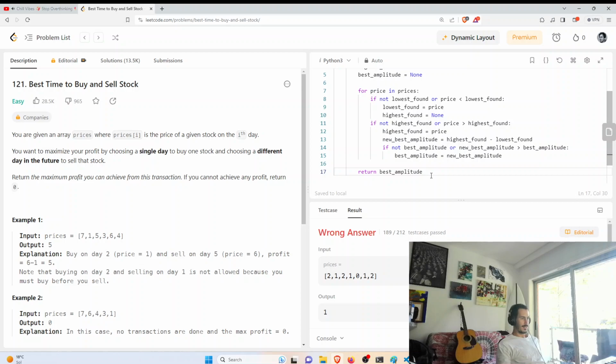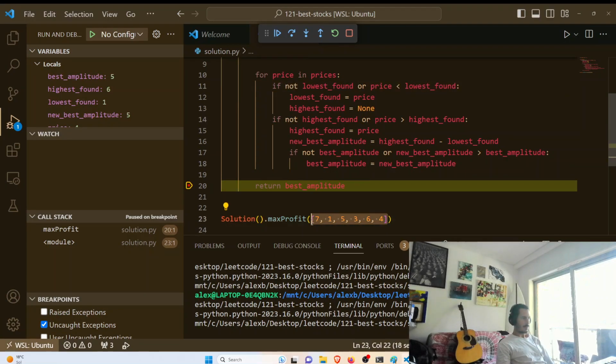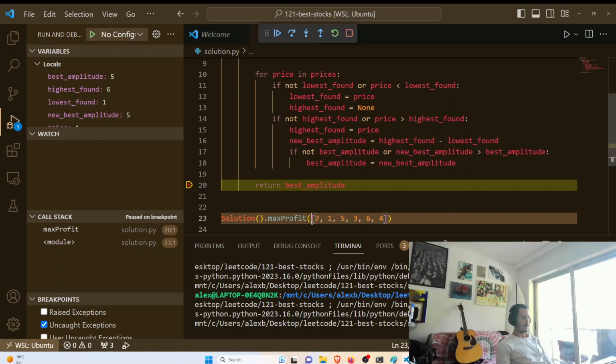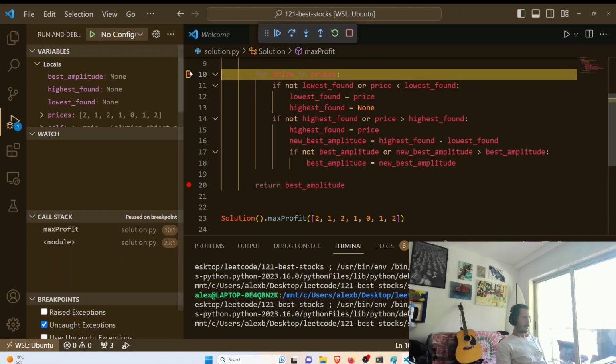Okay, wrong answer. Why? Output 1, expected 2. Yes, because it should be 0 all the way to 2. It must be something with that 0 and the Boolean values. So let's just go slowly, little by little.